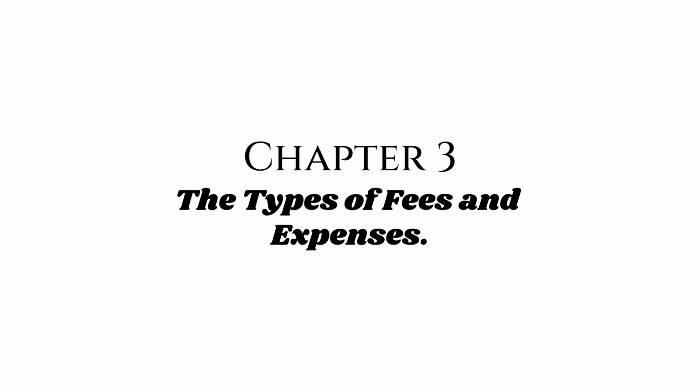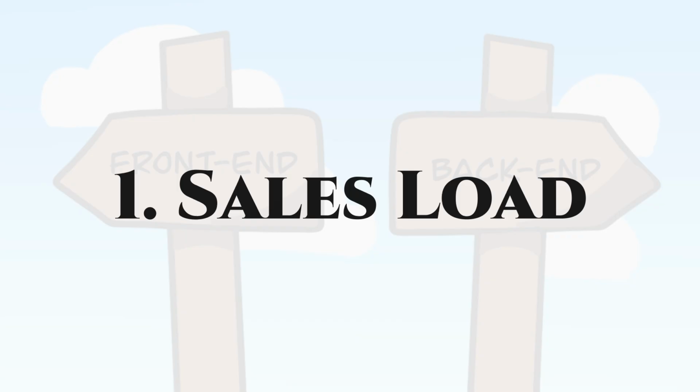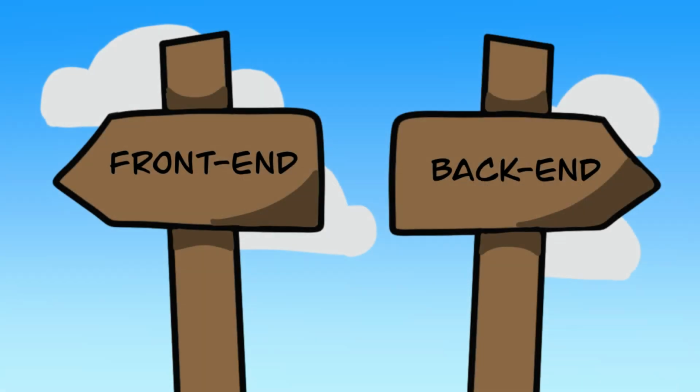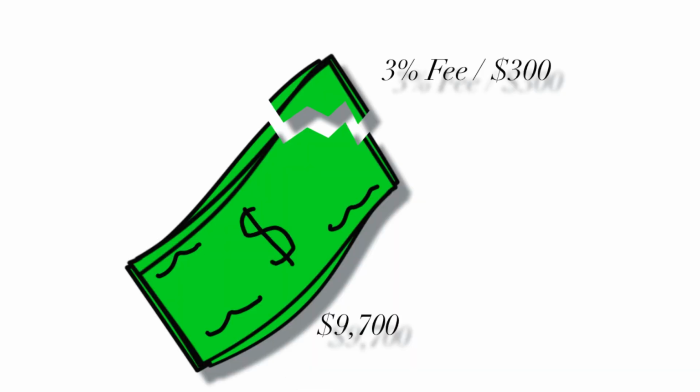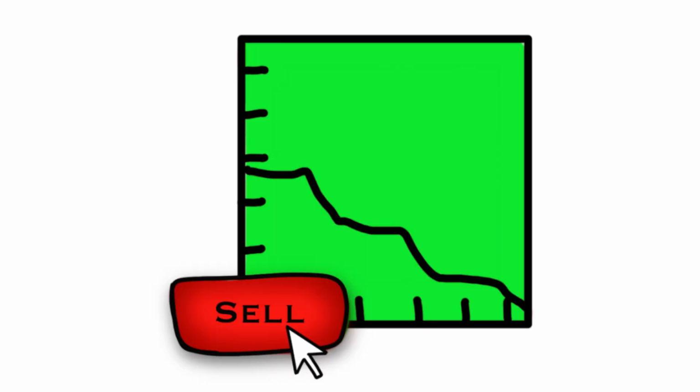Let's go to the types of fees and expenses. First of all, you have sales load. Sales load expenses can be divided into two parts: the front-end load and the back-end load. The front-end load is a fee charged when you buy shares in a mutual fund, usually a percentage of your investment. For example, a 3% front-end load on a $10,000 investment means paying $300 in fees, with $9,700 going into the fund. Back-end load, however, is known as contingent deferred sales charge.